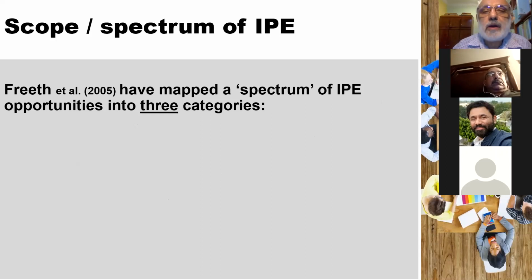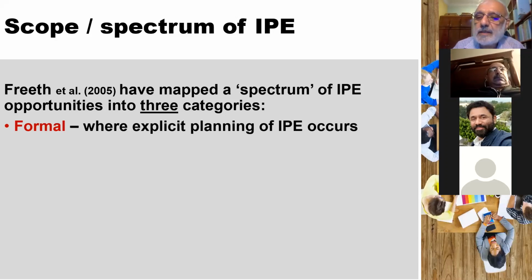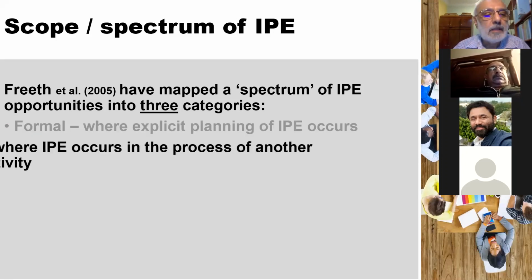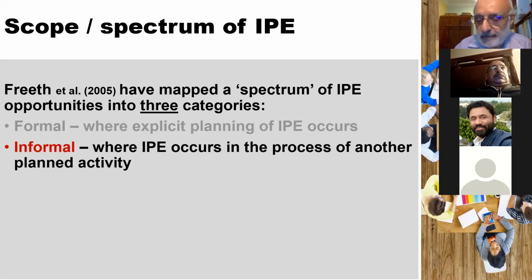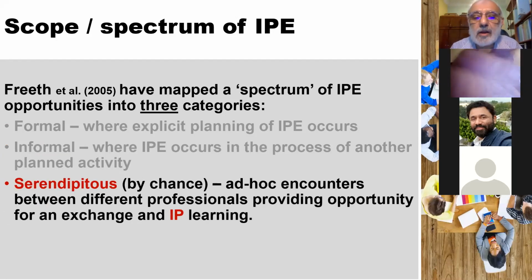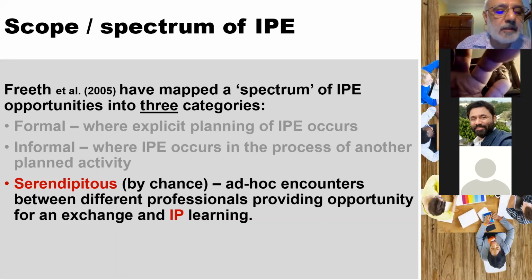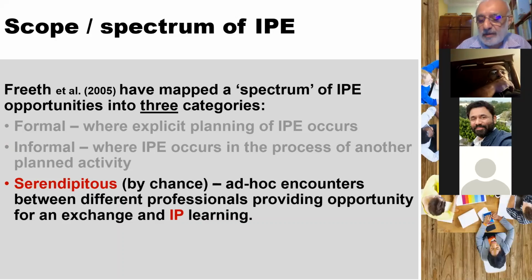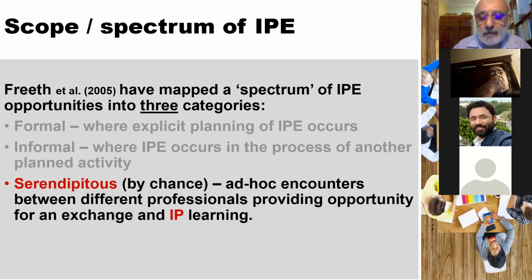The scope or spectrum of interprofessional education has three categories. One is formal, which is really a planned program of interprofessional education. The informal one occurs in the process of another planned activity, so it's not really meant to be, but it's kind of an additional benefit. And third is by chance, where ad hoc encounters between different professionals provide an opportunity. The reason I'm mentioning these three, formal, informal, and by chance, is that sometimes we may say that we are already doing it, but that may be simply informal or by chance and not really a properly formal exercise. So what we are emphasizing here is the formal nature of interprofessional education, not informal and not by chance.